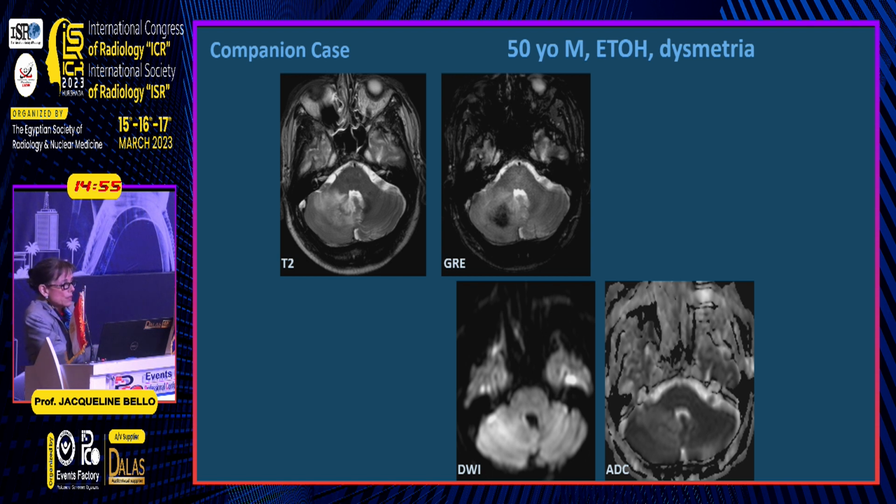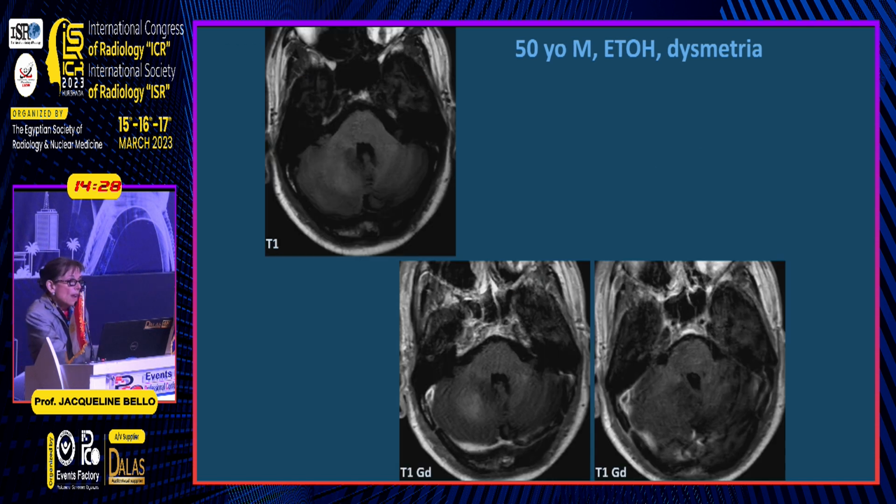Here's a companion case in the posterior fossa with low T2 signal in the lesion itself. We do have some blooming on the gradient image. We don't really have diffusion restriction demonstrating. Pay close attention. There's a clue to the diagnosis on these images. I'll give you another second, but then we're going to give it away. So this 50-year-old male had a history of alcoholism and dysmetria.